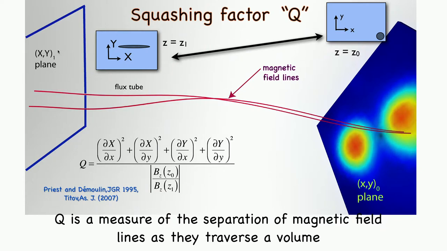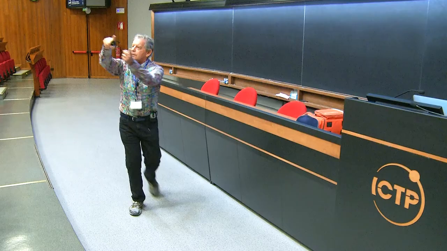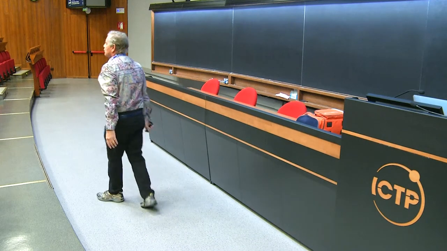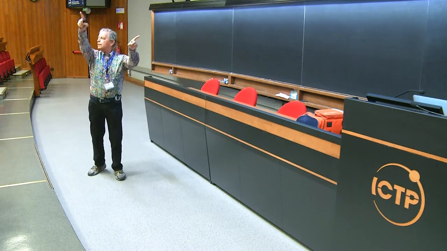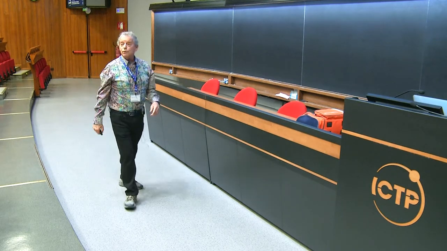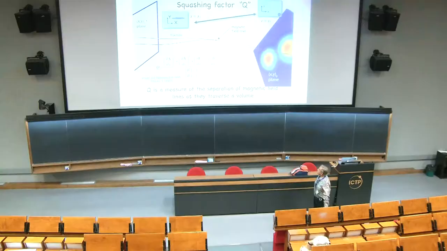You can talk about something called the squashing factor. If you have no reconnection and you follow two field lines, the field lines will go like this and that. The separation between them will more or less be the same. But if they do reconnect, there'll be a point at which they suddenly jump apart. So the field lines will rapidly diverge, and this Q is a measure of that. The smallest value you can get for Q is 4. So if Q is much, much greater than that, then one suspects there's reconnection.